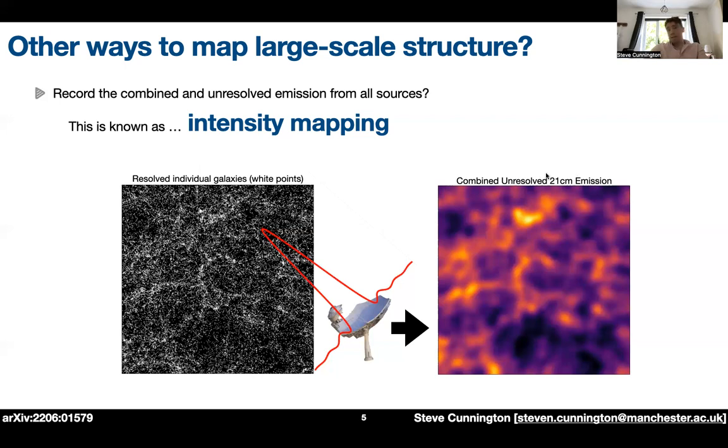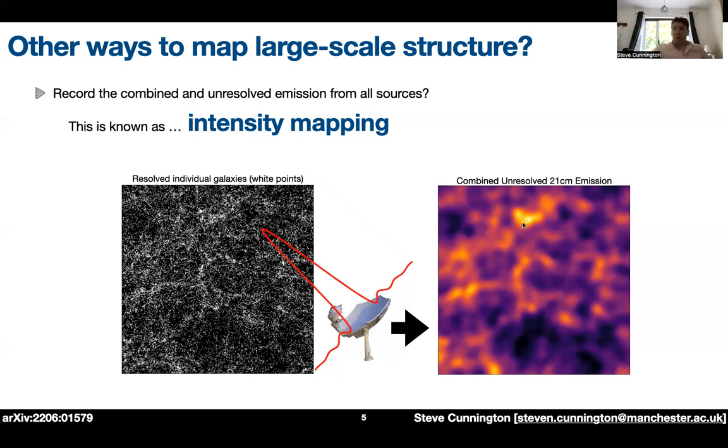So what this is doing is, neutral hydrogen is obviously the most abundant element in the universe, and it will spontaneously emit this 21 centimeter signature, which our radio telescopes can detect. And by just recording the diffuse unresolved emission of this, we can build up this intensity map of neutral hydrogen.